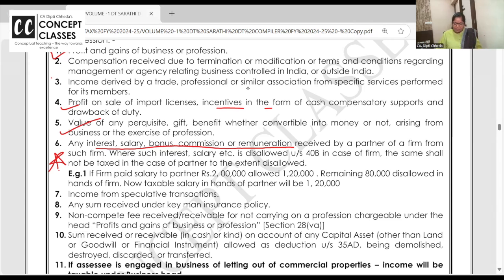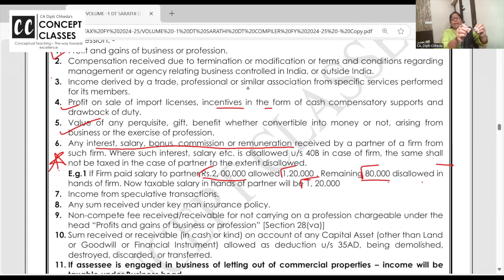But if the firm has paid salary, say 2 lakhs, 120 is allowed as per the rule on how much salary you can pay. We'll do it at the end, and there's also an amendment in that. So say 2 lakh salary is paid to the partner; out of that 120 is allowed and 80,000 is disallowed in the hands of the firm, so it is taxable in the hands of the firm. So how much salary is going to be taxable in the hands of the partner? 120. A little in-depth example, take your time.